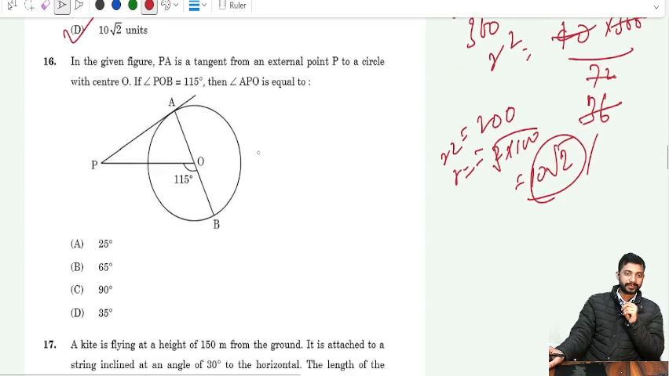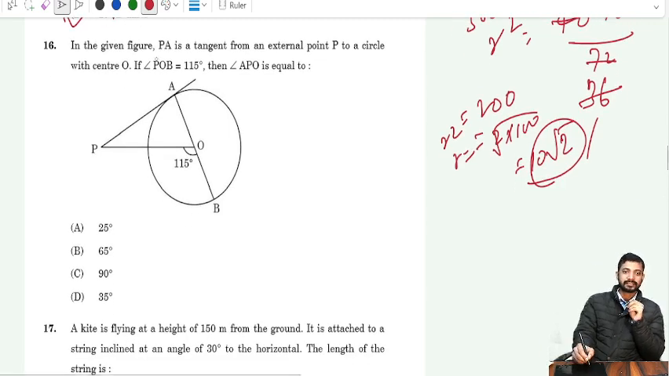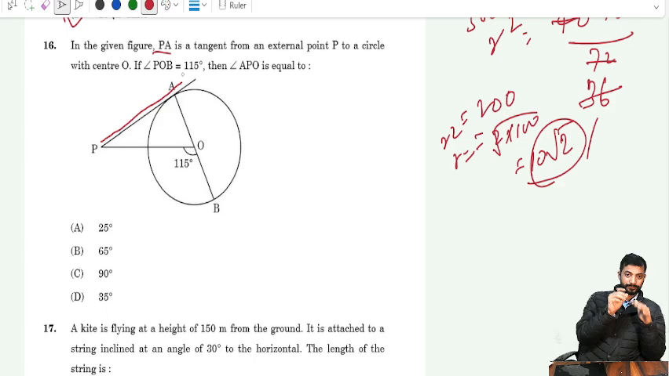Go for the next question, question number 16. Here it is given that PA is a tangent. Just read and draw, and note what is given, what is in the image, what the values are. It will be helpful when you solve the question. This PA is a tangent, and P is an external point to a circle with center O. Angle POB is 150 degrees. You have to find angle APO. Where is APO? Mark angle APO. This is angle APO. How can you find it?